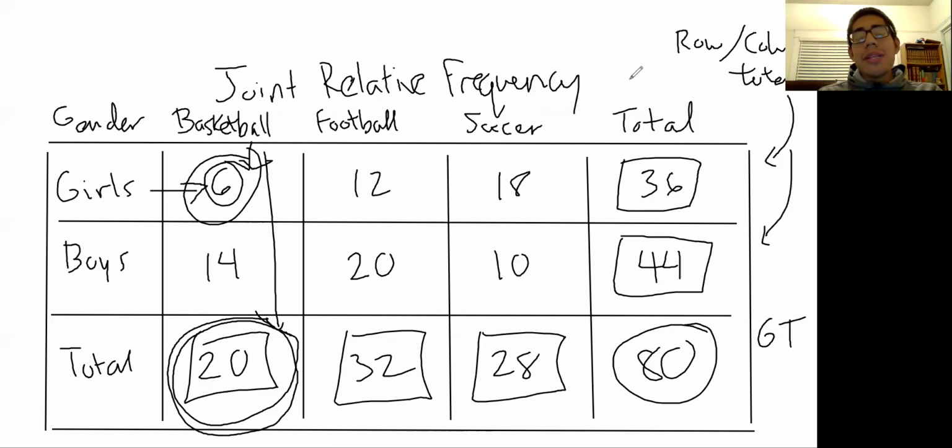6 divided by 20 is going to give us a completely different answer. This only tells us, out of all the students who have basketball as their preferred sport, as their favorite sport, how many of those students are girls? What percent of those students are going to be girls, right? Well, let's find out. Okay, so let's go back.